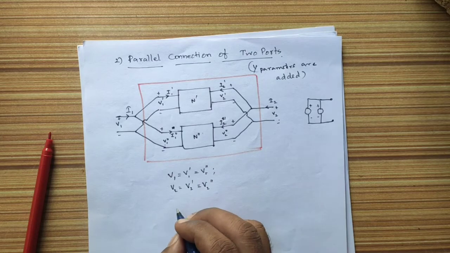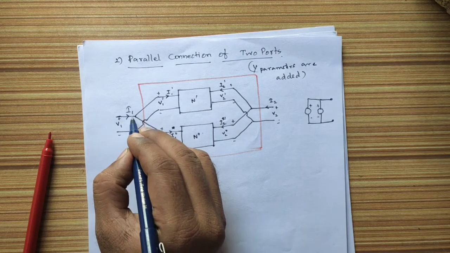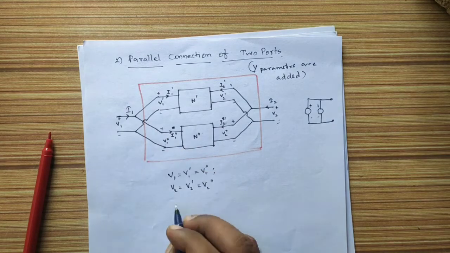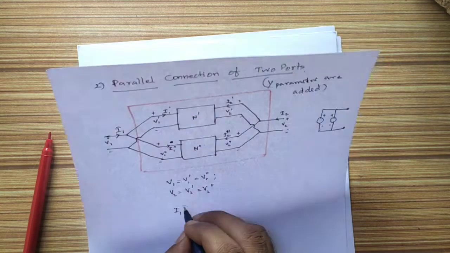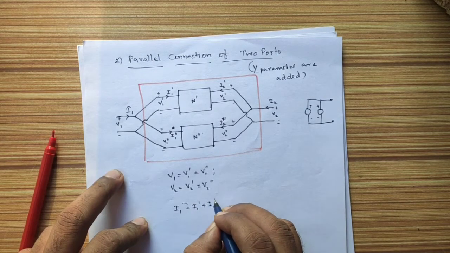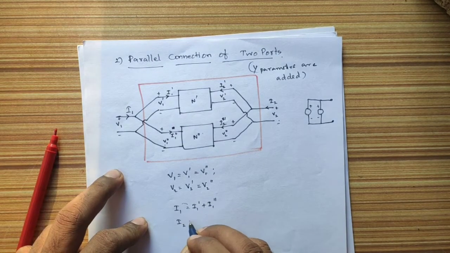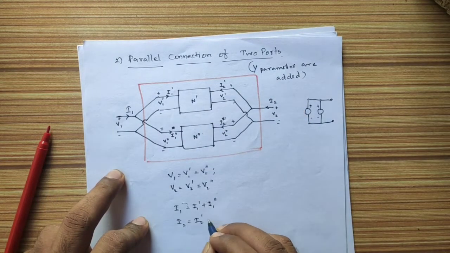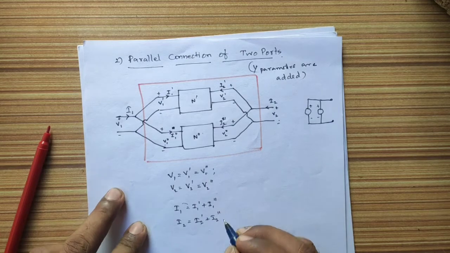But what about current? Here I1 is split into I1 dash and I1 double dash. Therefore I1 equals I1 dash plus I1 double dash. Similarly, output current I2 equals I2 dash plus I2 double dash.